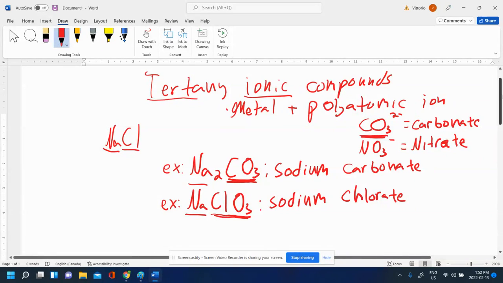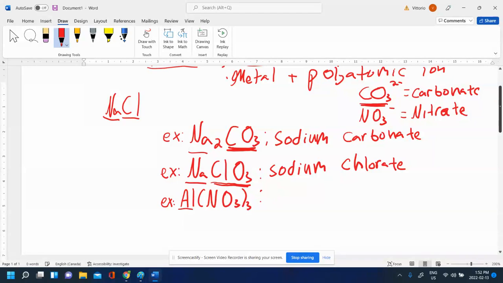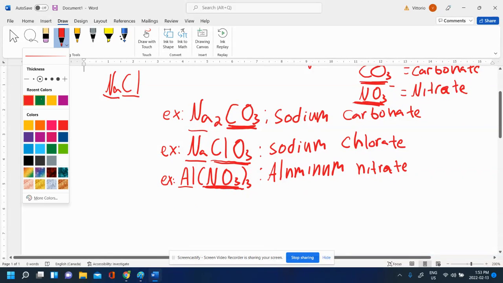Let's try another example here. So we'll do AlNO3. So notice that it is a ternary ionic compound because we have a metal and a polyatomic ion. So we'll name our metal first without changing anything. That's aluminum. The polyatomic ion is NO3, as we see over here. NO3 is nitrate, so it's aluminum nitrate. Let's try another example that's similar to this, but you have to look carefully at this one here.